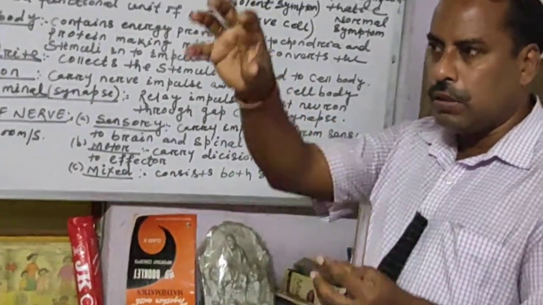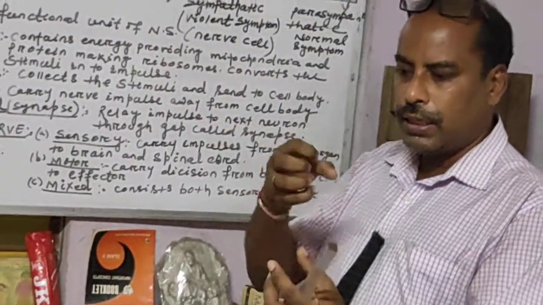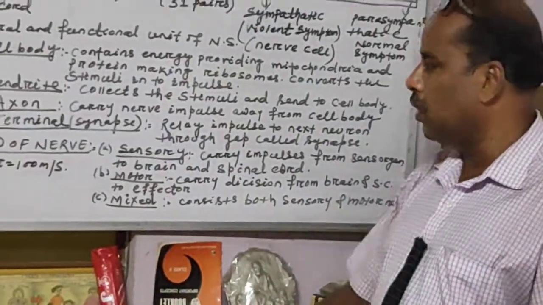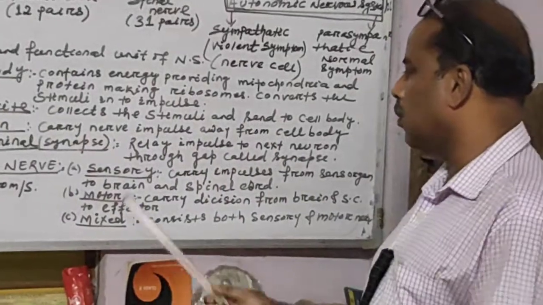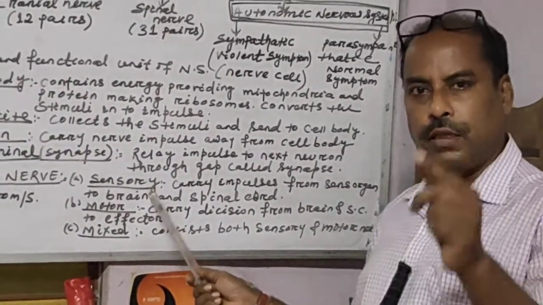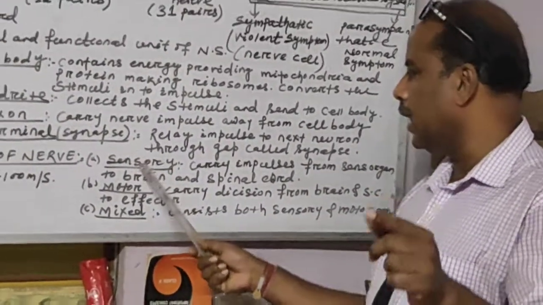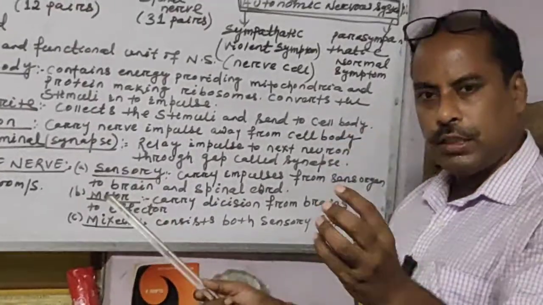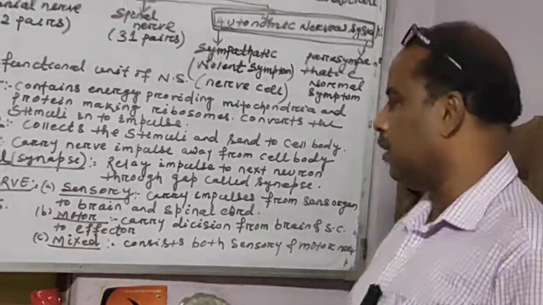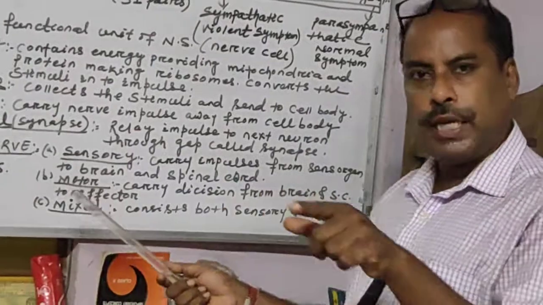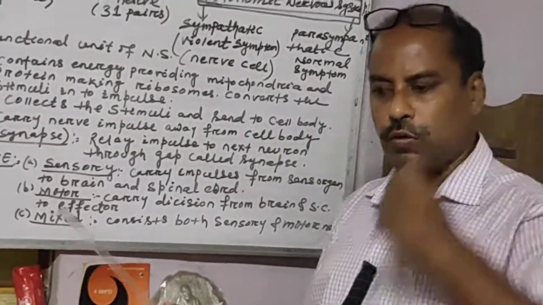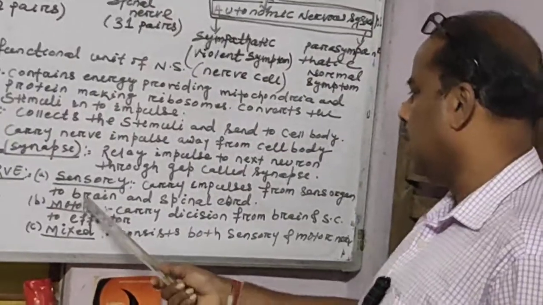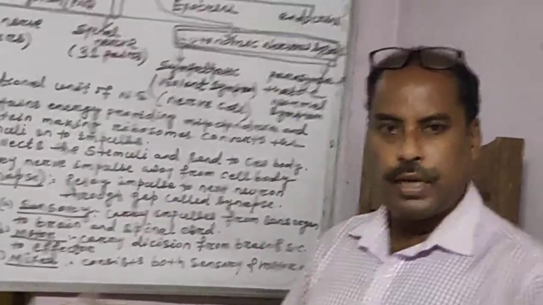When these stimuli are collected by the dendrites of the neuron, the signal is carried by a set of nerves called sensory nerves, because they carry the signal from the sense organ to the brain and spinal cord. The motor nerve goes in the opposite direction. The motor nerve carries the decision signal from the brain to the effector organs like muscle, hand, leg and so on.